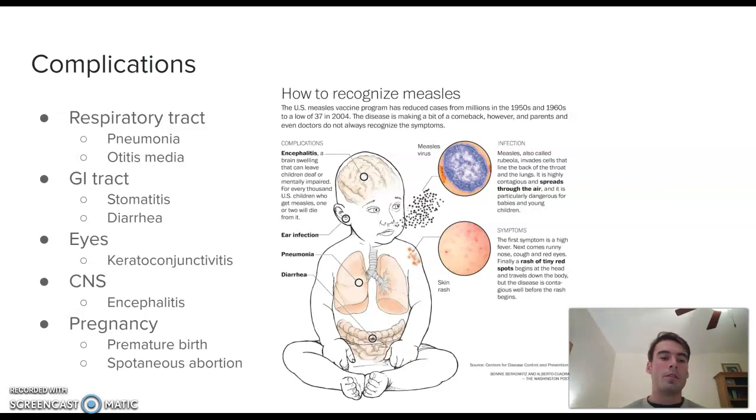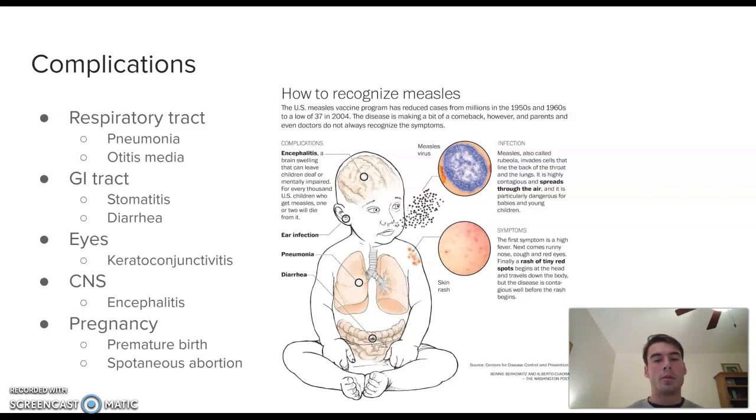The measles virus can also affect the GI tract, so it can cause stomatitis, which is an inflammation of the mouth, and it can also cause diarrhea. Like we were talking about earlier, measles can affect the eyes, causing keratoconjunctivitis, that inflammation of the cornea and the conjunctiva. This can actually cause blindness in some severe cases. Measles will sometimes affect the central nervous system, causing encephalitis, or a swelling of the brain, which leads to various neurological disorders. Measles can also sometimes cause seizures in certain cases.